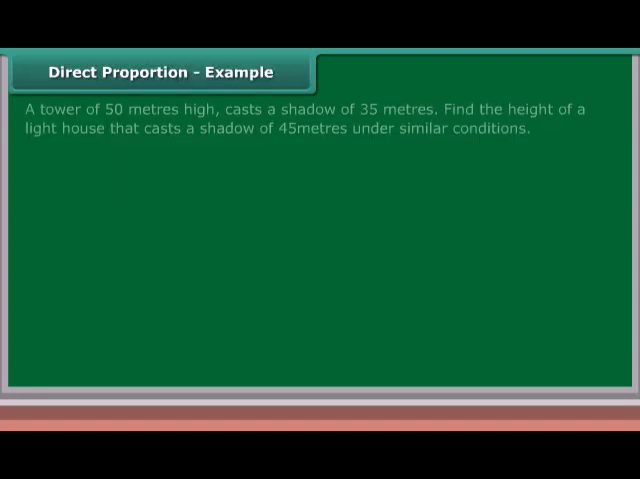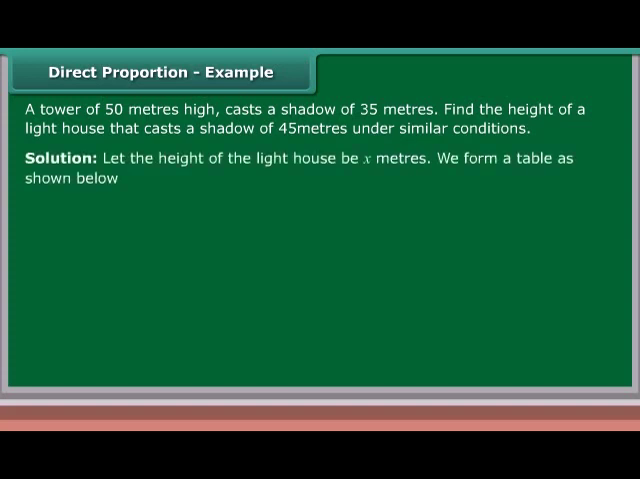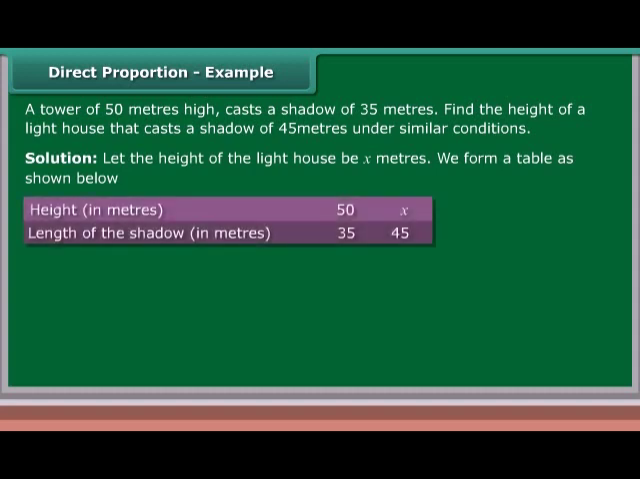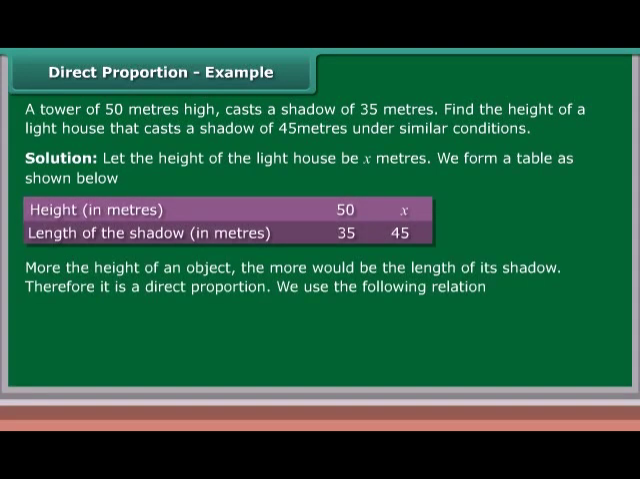Example 2. A tower of 50 meters high casts a shadow of 35 meters. Find the height of a lighthouse that casts a shadow of 45 meters under similar conditions. Solution. Let the height of the lighthouse be X meters. We form a table as shown below. The more the height of an object, the more would be the length of its shadow. Therefore, it is a direct proportion. We use the following relation.